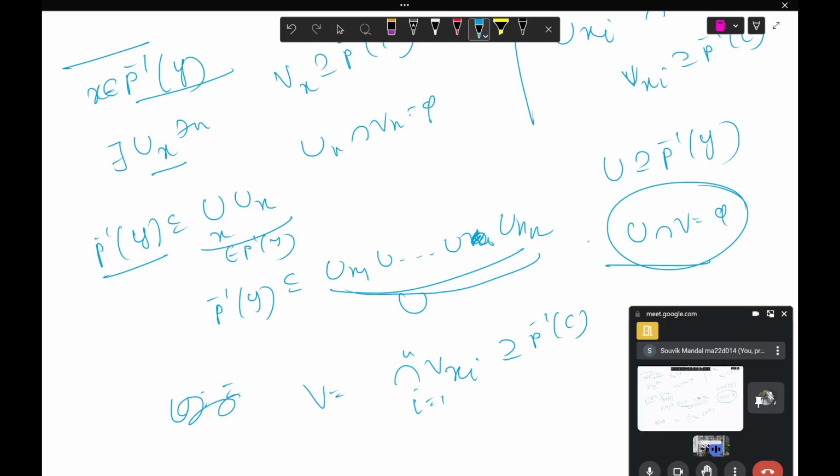Now we need to use the second part. You contain P inverse Y, so you can get W1 containing Y and W2 containing C, such that their intersection is empty. So this is the right way to understand. Sorry for the mistake.